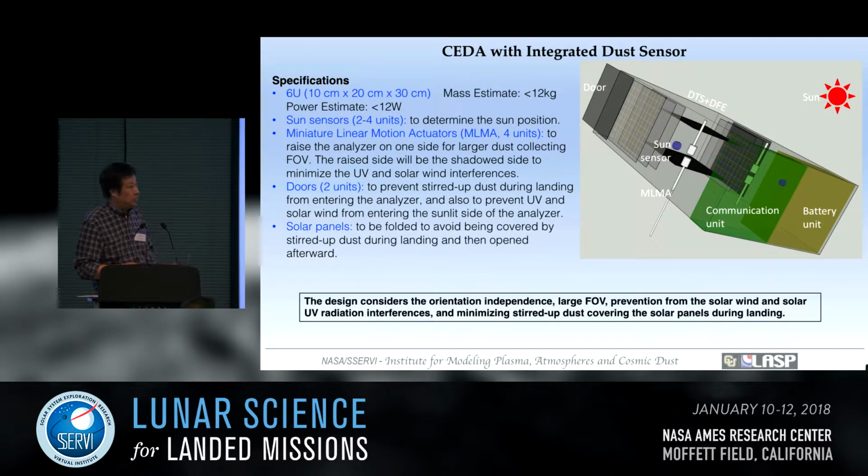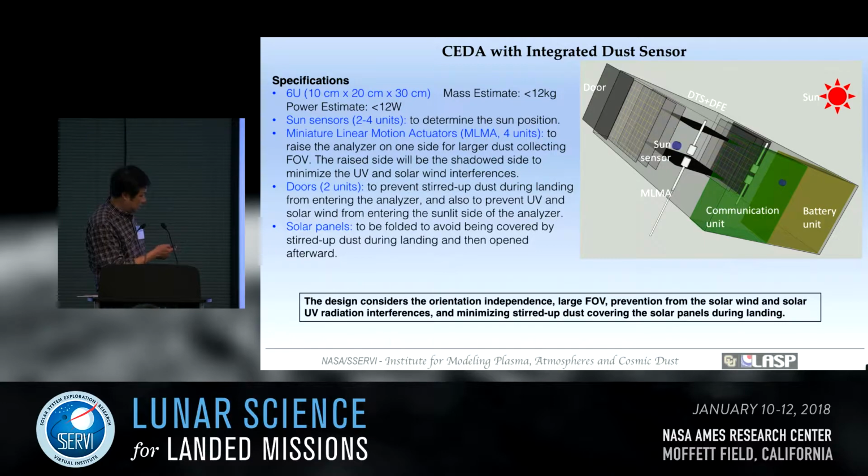So it will be integrated in the 6U CubeSat. The CubeSat can be deployed from a lander or rover or even by astronauts. By astronauts it will be easier for the design because they can position it for the best position to take the measurements. If by rover or lander, it has to be self-positioned, so we designed autonomous features. We have some sensors around the CubeSat, so we can determine where the sun is. Then we have miniature linear motion actuators, so we can tilt up the sensor for a large field of view, and the raised side should be away from the sun. And we have a door in the back to block the solar wind plasma and solar UV from entering the instrument.